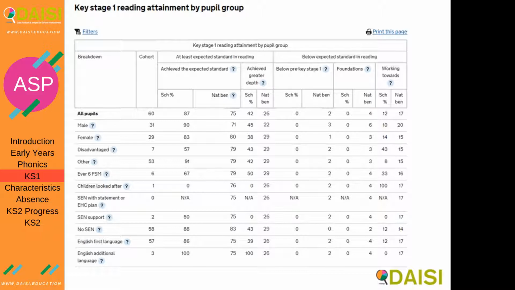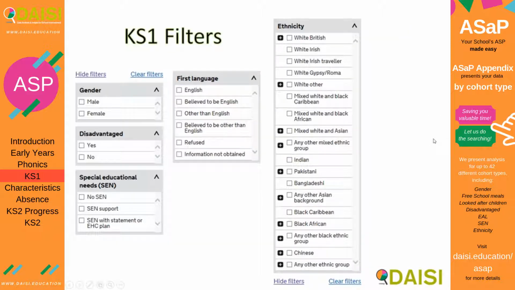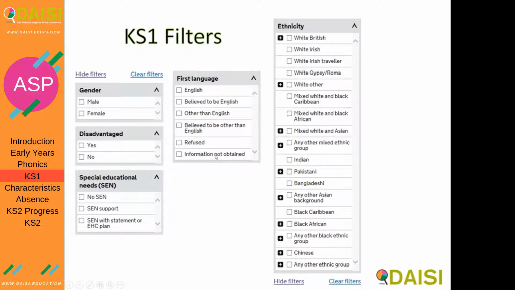Now, I didn't mention this at phonics, but here at Key Stage 1, as well as phonics, we have a filters button. If I click on this, then filters will be shown on the right hand side of the screen. These filters are gender, disadvantaged, SEN, first language, and ethnicity. For first language, English being your first language would be English and believed to be English. Both of those are English as a first language, which means English as an additional language is any of the other 4, including refused and information not obtained.